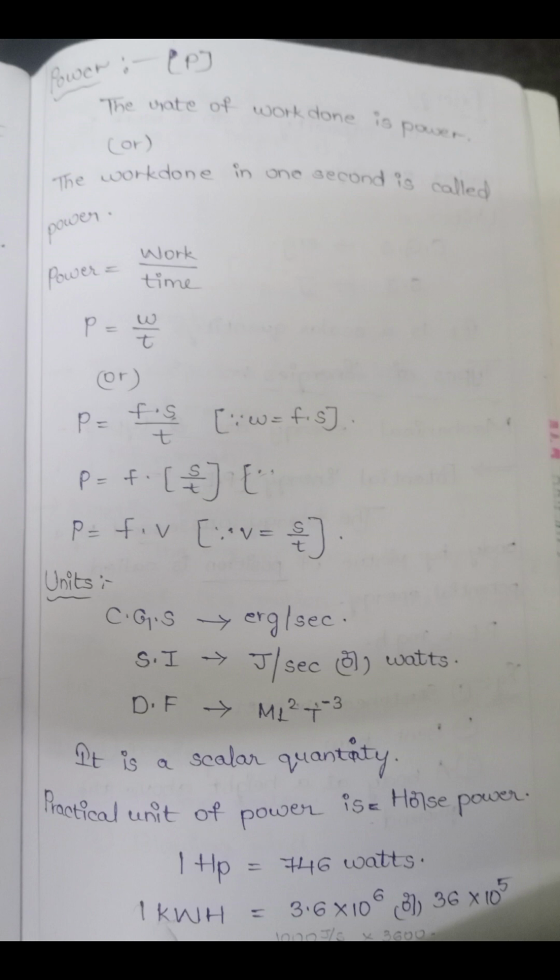The units of power are, in CGS system, erg per second, and SI unit joules per second or watts. Dimensional formula for power equals M L square T inverse 3. It is a scalar quantity. That means power is a scalar quantity. Practical unit of power is horsepower. 1 HP equals 746 watts. By the way, 1 kilowatt hour equals 3.6 into 10 power 6 or 36 into 10 power 5 watts.